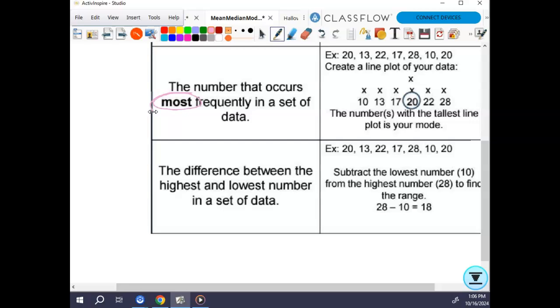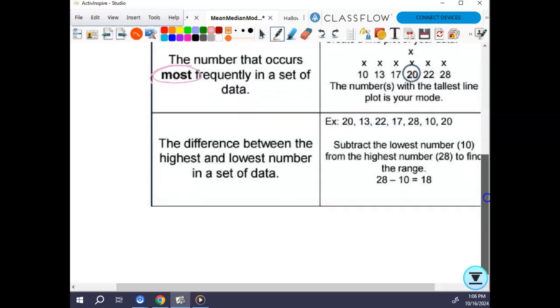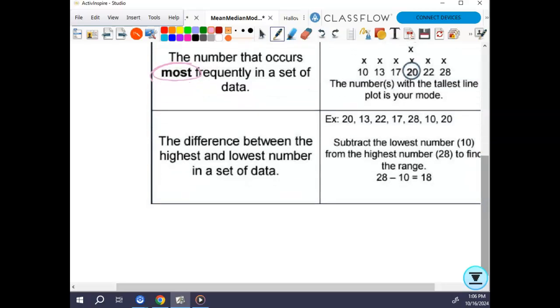And then the range is the difference between the highest and lowest. You literally just pick the biggest and the smallest, and you subtract them. So your data ranges from 10 to 28. Therefore, there's a range of 18. Does that make sense to you?